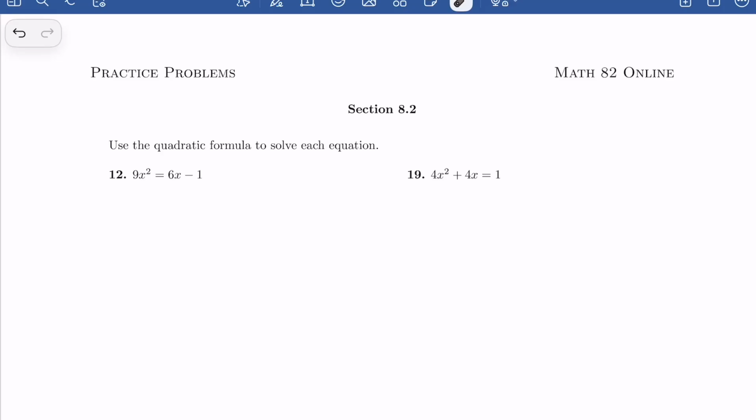In this video, we're going to go over some practice problems from chapter 8 of our textbook. Starting with section 8.2 here, we're going to be working with the quadratic formula. So for these two questions here, we want to use the quadratic formula to solve each of these equations.